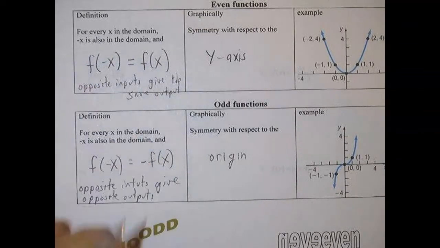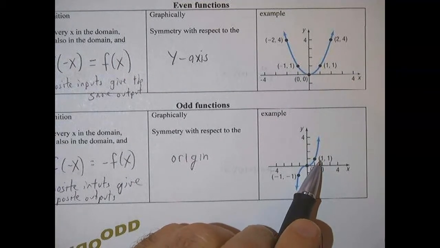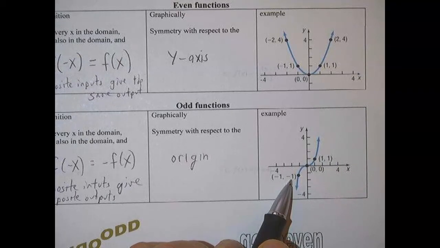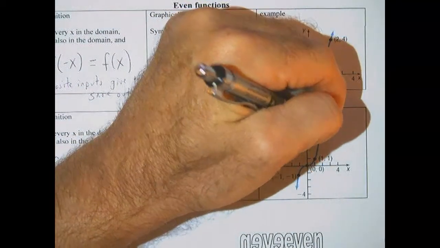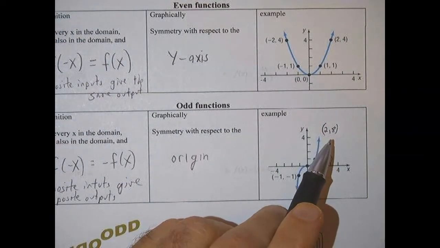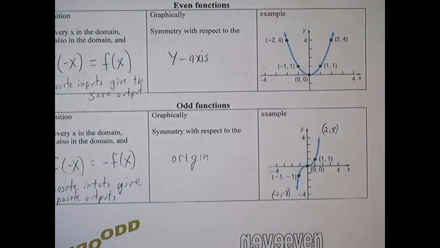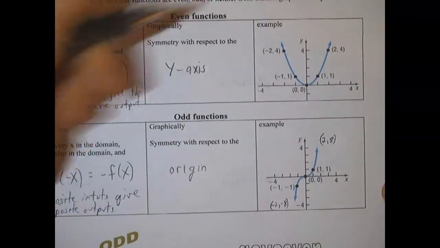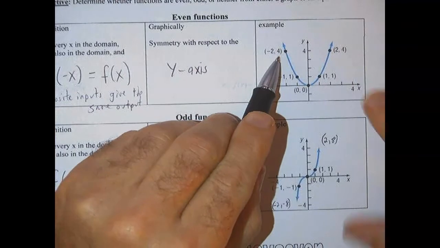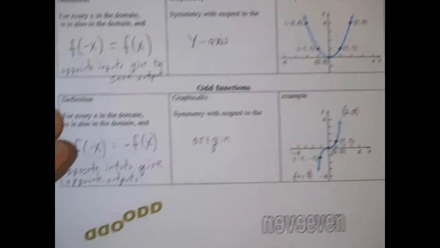What do I mean by that? I mean, if your input is positive 1, your output is positive 1. But with the opposite input, like negative 1, the output will also be opposite. So here, if you have 2, 8, that means it's also going to have negative 2, negative 8. And that's the property of an odd function. Okay, here, if it has 2, 4, it's also going to have negative 2, 4. The opposite inputs give the same output. Here, opposite inputs give opposite outputs.